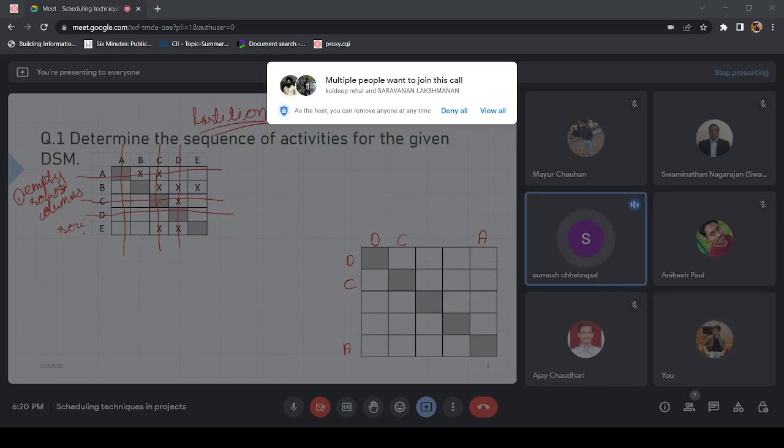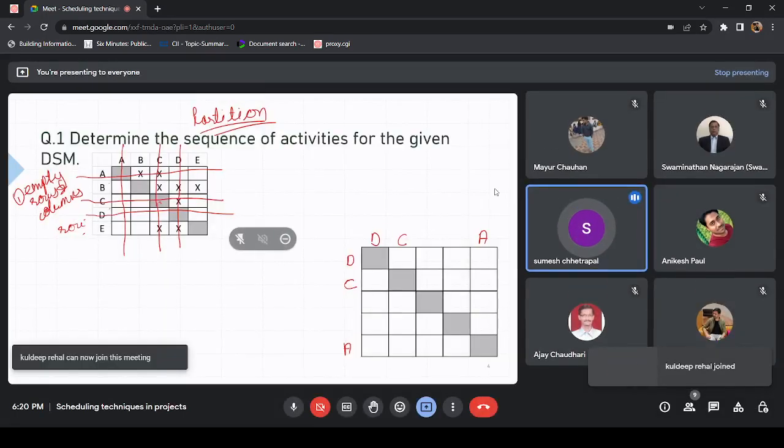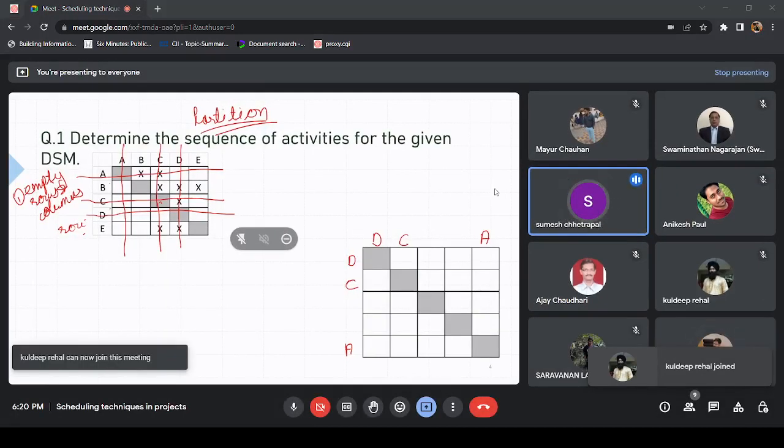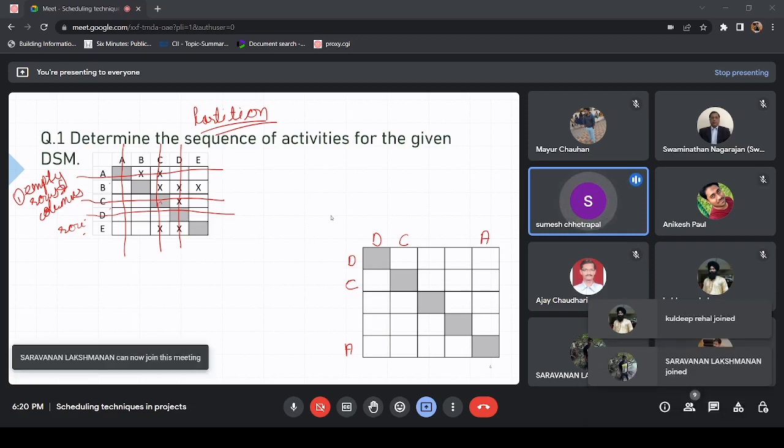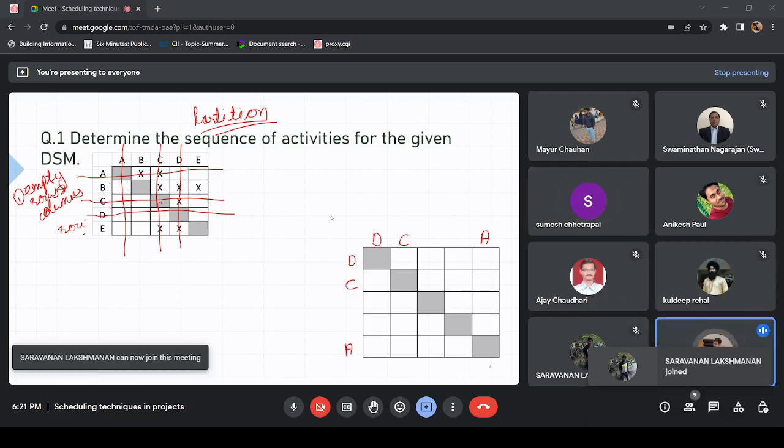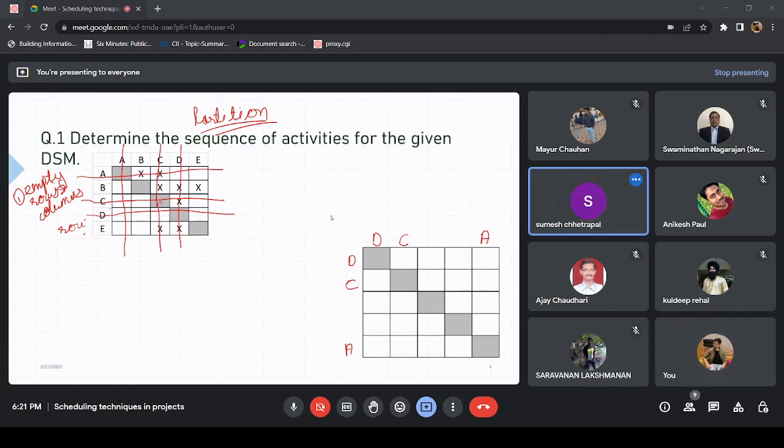Now, can we move empty column before completing the empty rows? Sir, can we continue for the empty columns before completing the empty rows? Or first we have to complete all the empty rows, and after that only we can go to empty column? See, the logic here is that after D and C, E is the empty row. So we should do E first, the E row, or we should go for the column.